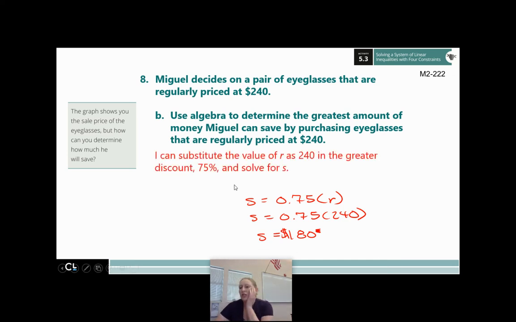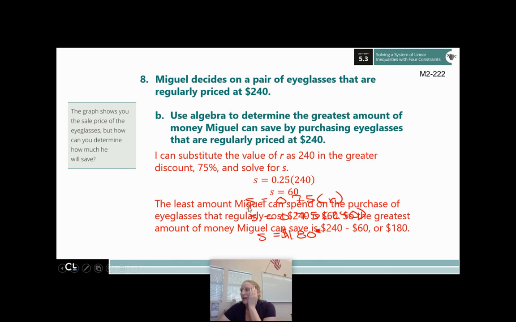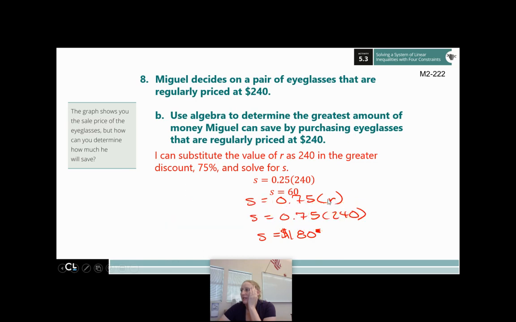So yeah, I can substitute in the value of R as 240 in the greater discount and then just solve it. And yeah, Miguel could save $180. Good job, Miguel.